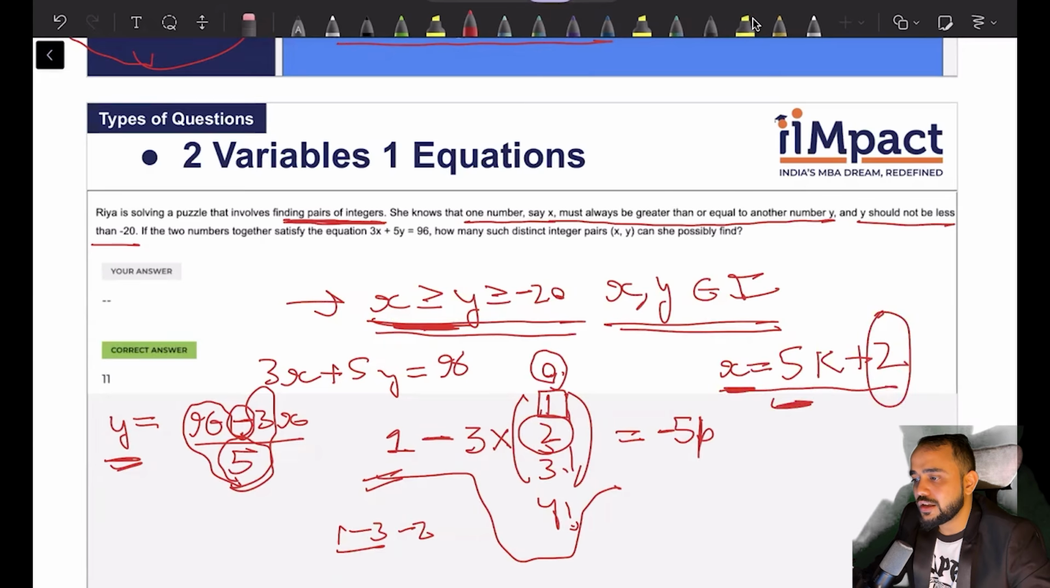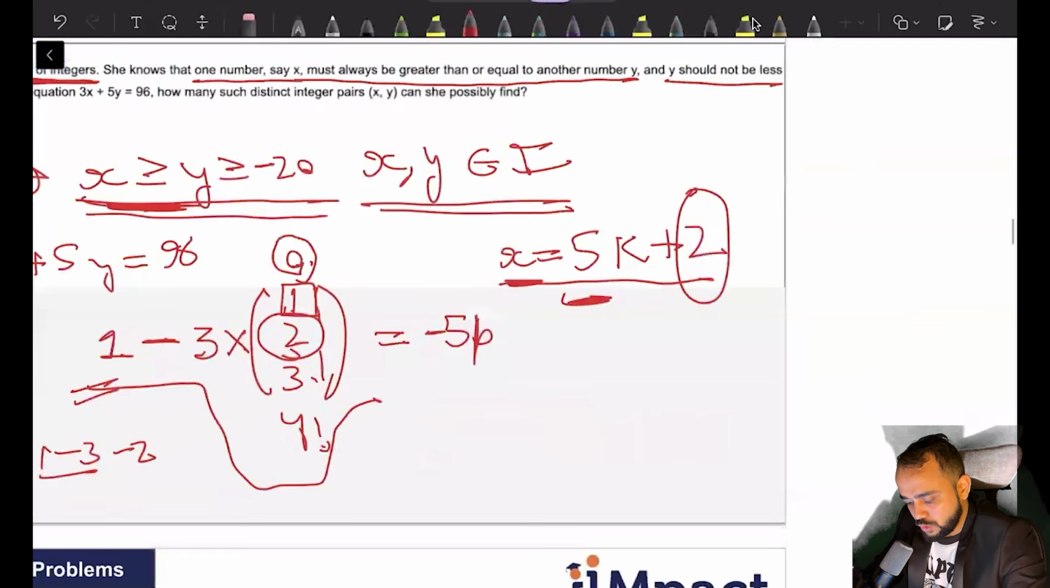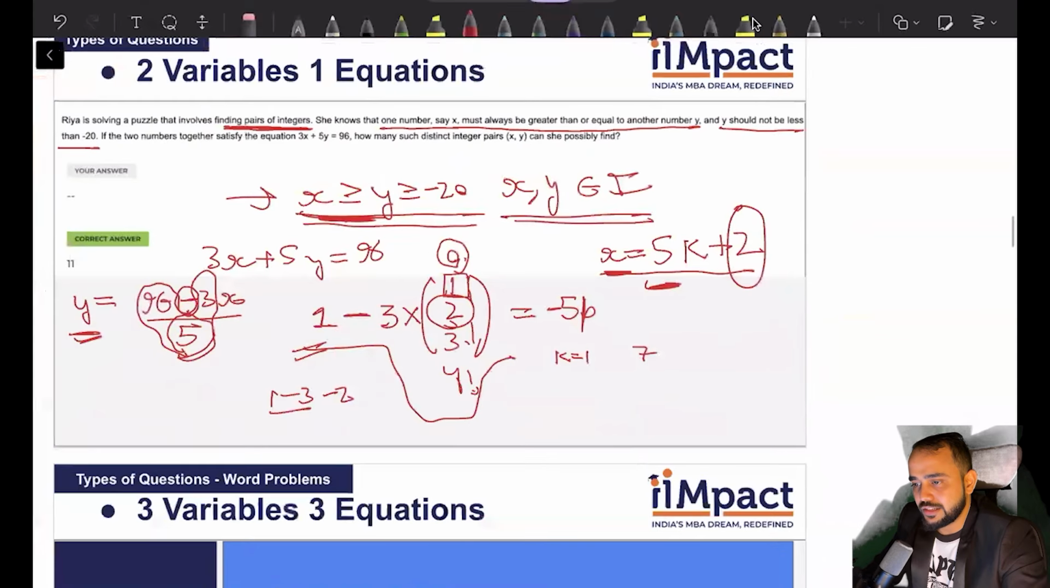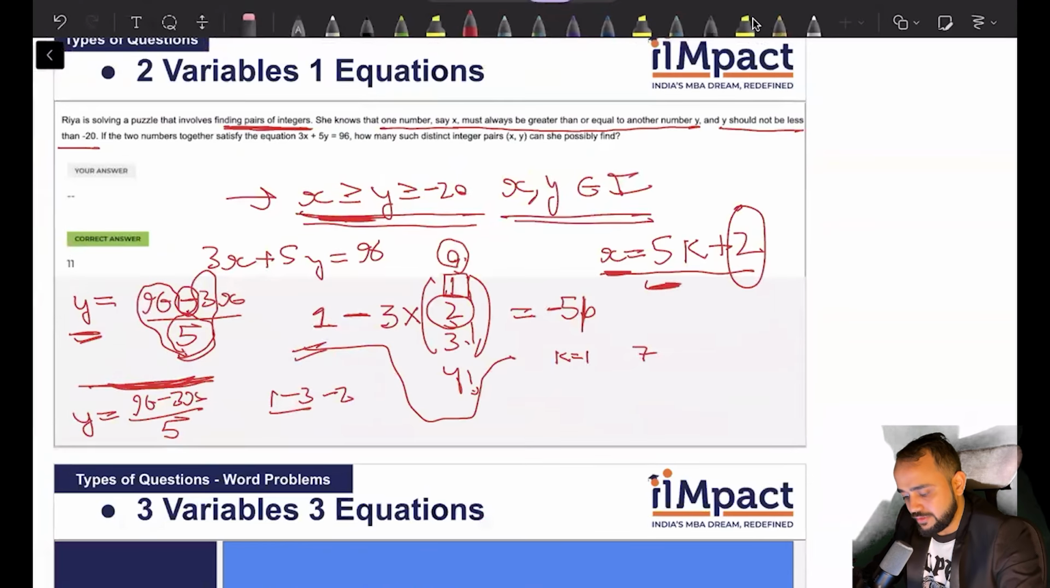Now, once you have this, you start finding your values. You take an arbitrary value for k. Let's say you took k equal to 1, which will give you x as 7. Corresponding to 7, what is the value of y that I'm getting? So the x to y conversion is here, right? 96 minus 3x divided by 5. So that will be 96 minus 21 divided by 5, or 21. So this is your x, this is your y. So y is coming out to be 15.